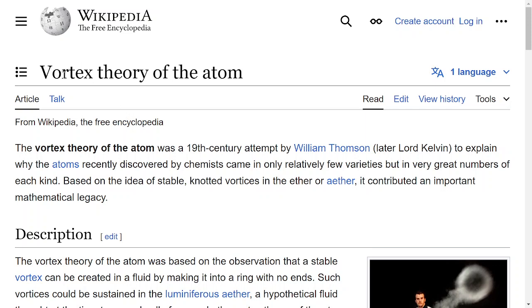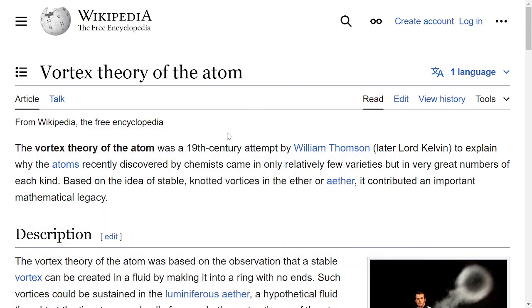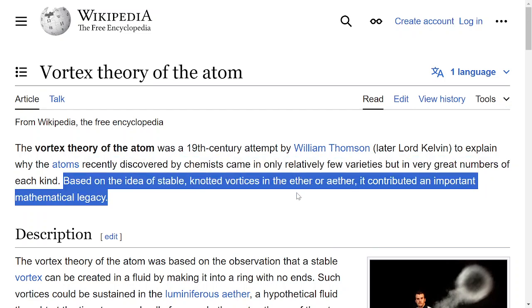So vortex theory of the atom. And this goes back to William Thomson, he called himself Lord Kelvin because he became the lord of this area called Kelvin. This piece of land. And it's based on the idea of stable knotted vortices in the ether. And it contributed an important mathematical legacy.